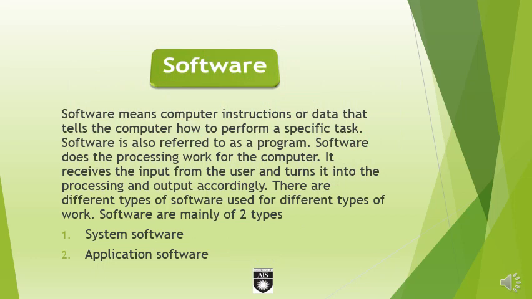So let us now understand what is software. Software means computer instructions or data that tells the computer how to perform a specific task. Software is also referred to as a program. Software does the processing work for the computer. It receives the input from the user and turns it into processing and output accordingly. There are different types of software used for different types of work. Software is mainly of two types, the system software and the application software.